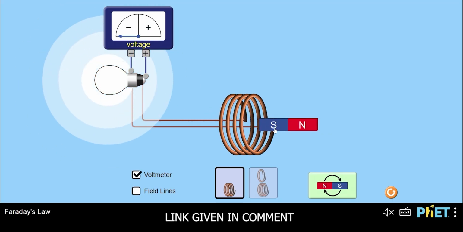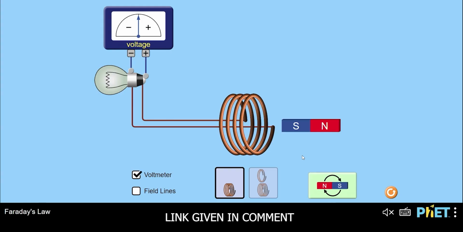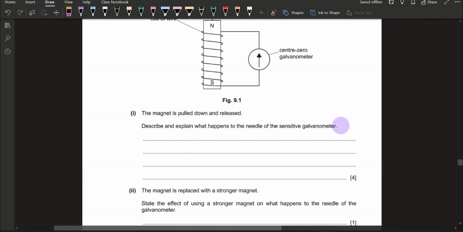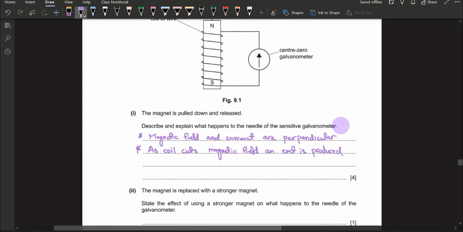So we can basically write the same thing here in our question paper. We'll go back to our question paper here. So we can write here: magnetic field and current are perpendicular. Second part is that as the coil cuts the magnetic field, an EMF is produced. Hence what happens is the induced EMF is trying to oppose the force causing it.